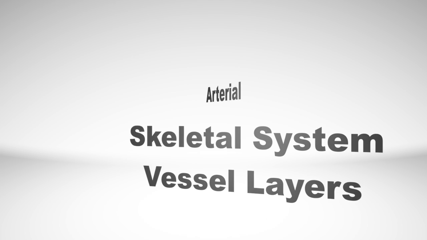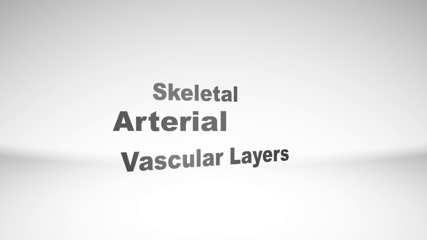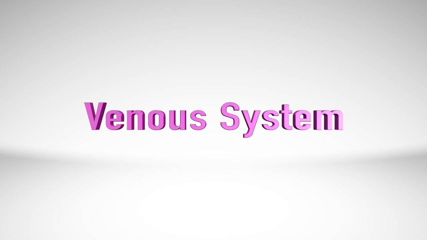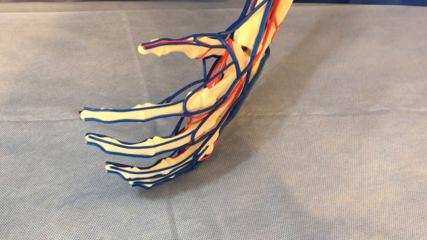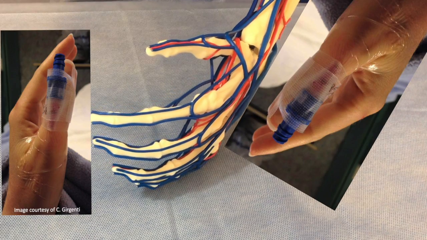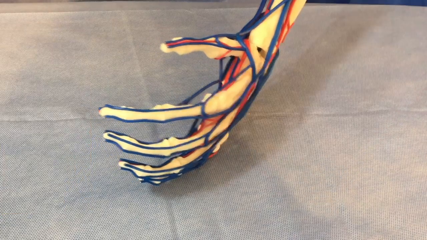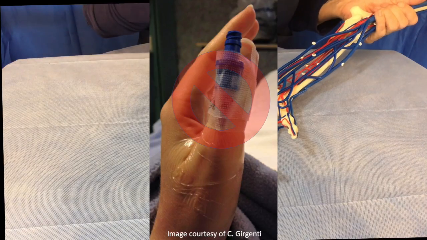We've discussed the skeletal system, the arterial system, and also the structure of our vessels. Now we're going to get right into the venous system. Now, we have all seen that proud nurse that has placed a PIV in the thumb. We're not going to cover the veins of the thumb or the veins of the fingers. Why, you ask? Because we don't want you to place an IV there.